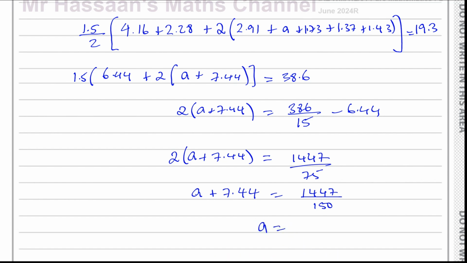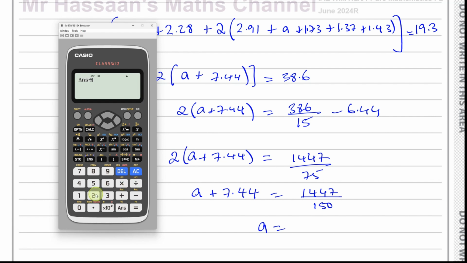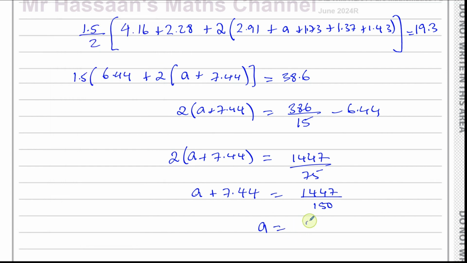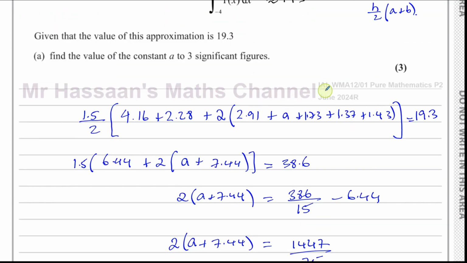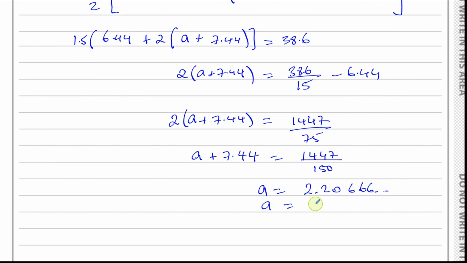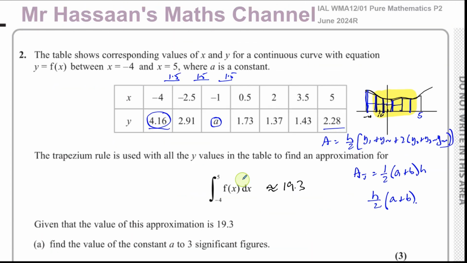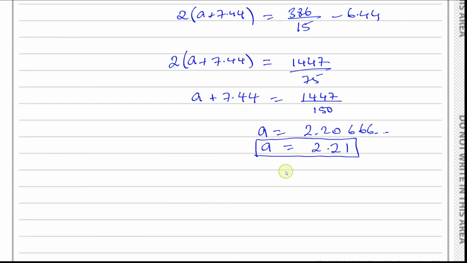So let's just write that. Dividing both sides by 2, and then take away 7.44, and we end up with 2.206 recurring. So 2.2066 continues on like this. They want the answer to 3 significant figures, so it's 2.21. So 2.21 is our answer, the value of A. And that completes this question to part A.